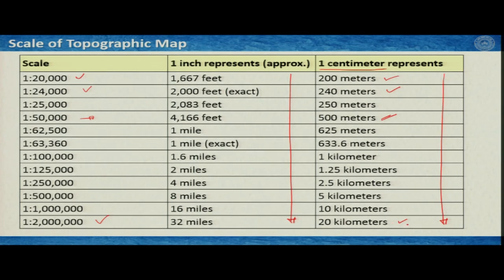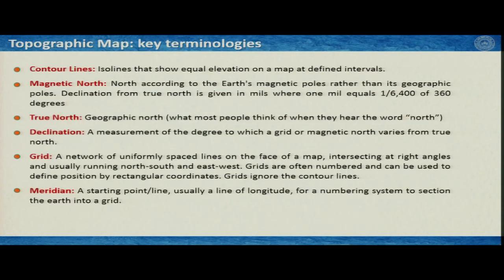So very similarly, 20 kilometers in a 1 to 20 lakh scaled map should be 1 inch in the map. If you can measure, that represents about 32 miles in the actual area. There are some terminologies that are involved in the topographic map. We learned a few of them, but let's have a look at this list.